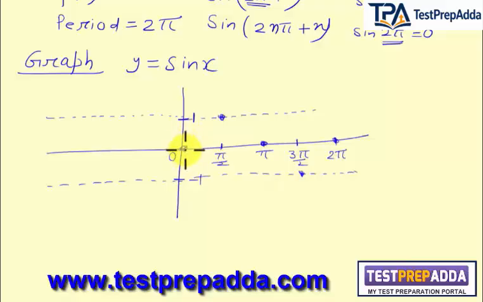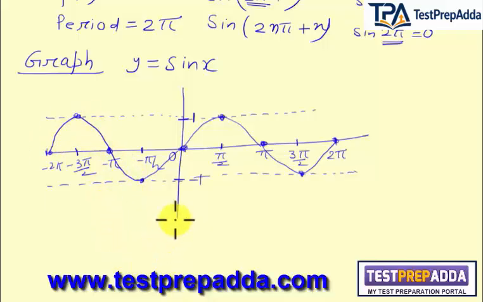So from 0 to pi by 2, it is increasing. From pi by 2 to pi, it is decreasing. Then from pi to 3 pi by 2, it is further decreasing to the minimum. And then from 3 pi by 2 to 2 pi, it is increasing. Okay, now if I draw this on the left hand side also, it will be minus pi by 2, minus pi, minus 3 pi by 2, minus 2 pi. So here it will be like this: 0, then maximum, and then 0.